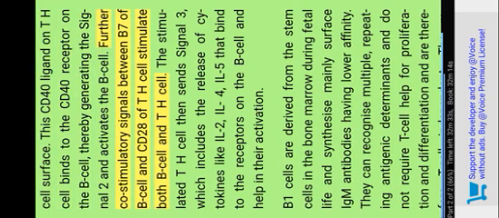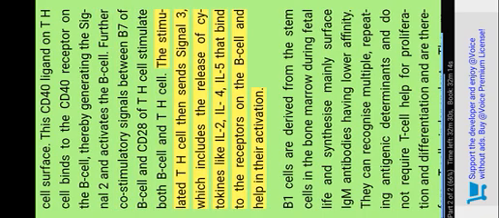Further co-stimulatory signals between B7 of the B cell and CD28 of the TH cell stimulate both the B cell and the TH cell. The stimulated TH cell then sends signal 3, which includes the release of cytokines like IL-2, IL-4, and IL-5 that bind to the receptors on the B cell and help in their activation.